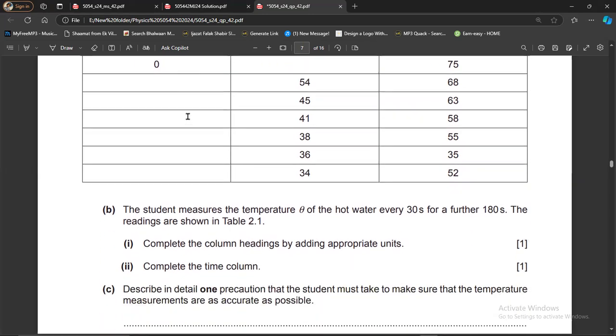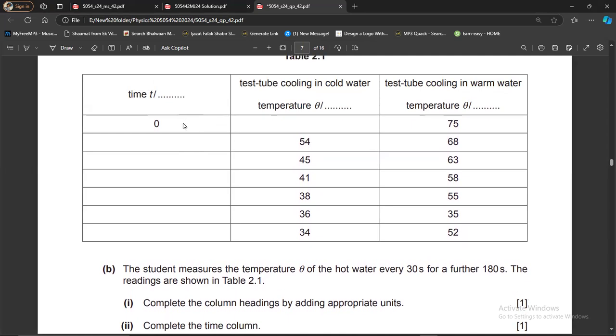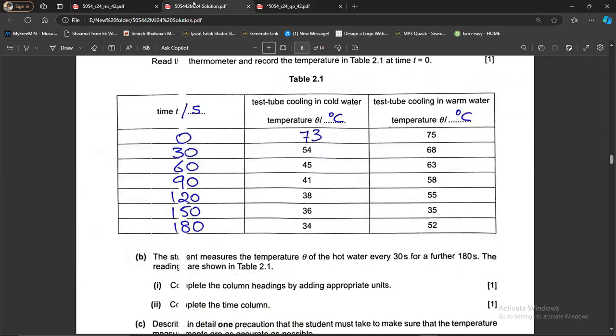Then he says complete the time column. 0, then 30 seconds, 60 seconds, 90 seconds, 120 seconds, 150 seconds, and 180 seconds, because they are taking the observation after every 30 seconds. So we will put the time 0 seconds, 30 seconds. The unit of the time is seconds, the unit of the temperature is degree centigrade. Okay.